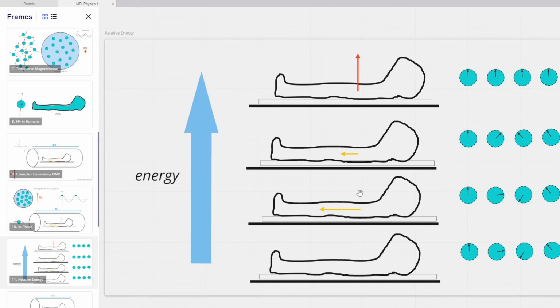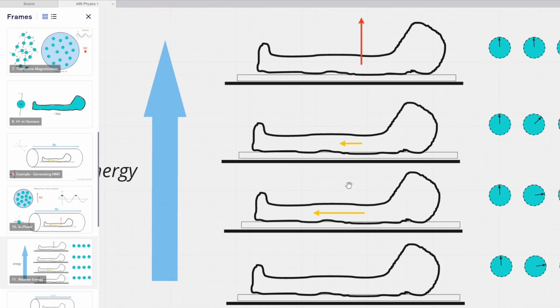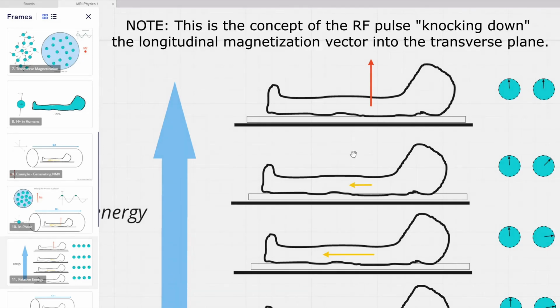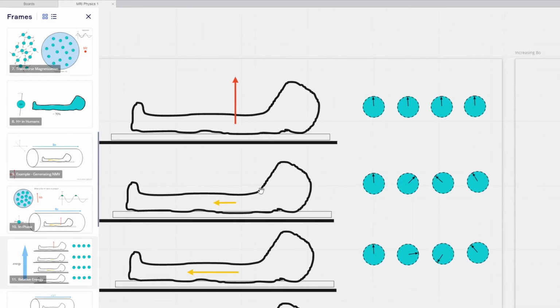If we were to continue to put energy into the system, what's going to happen is that net magnetization in that long axis is actually going to get smaller. And as it gets smaller, two things are going to happen. One is that we're going to have growth of the net magnetization in the transverse plane, and decrease in the longitudinal plane.